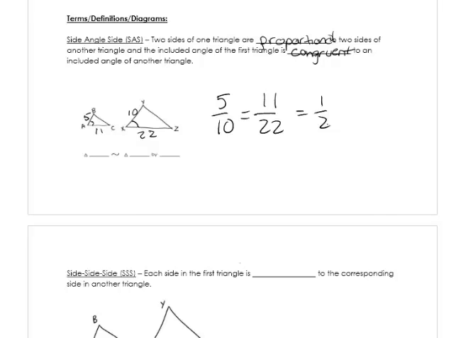And I'm going to write the similarity statement as well. Triangle ABC is similar to triangle XYZ by side-angle-side.